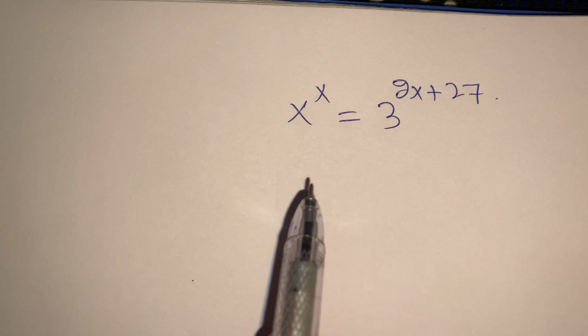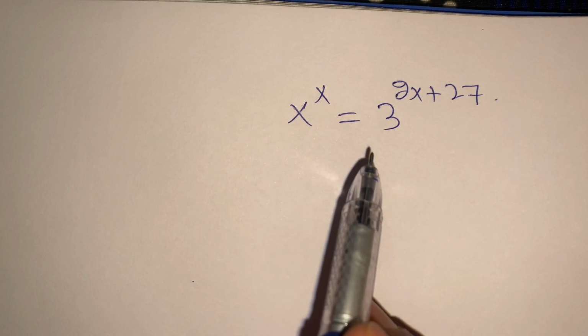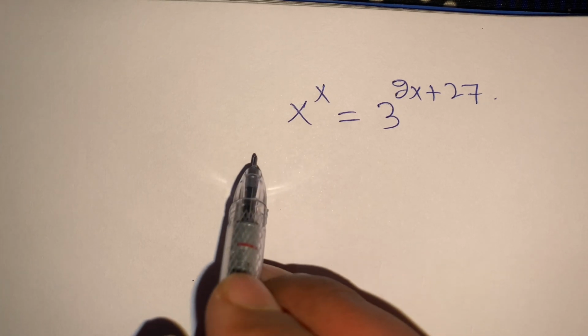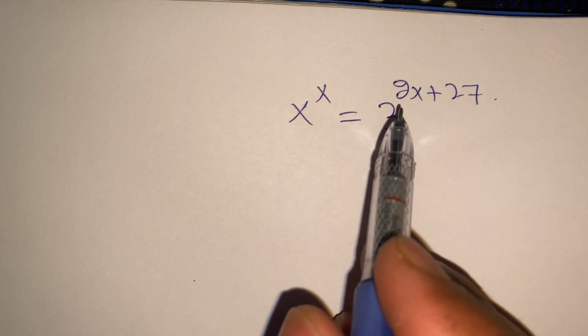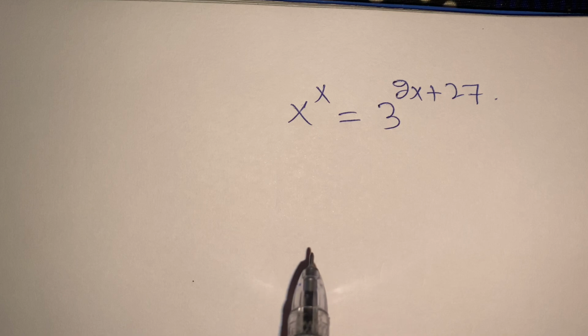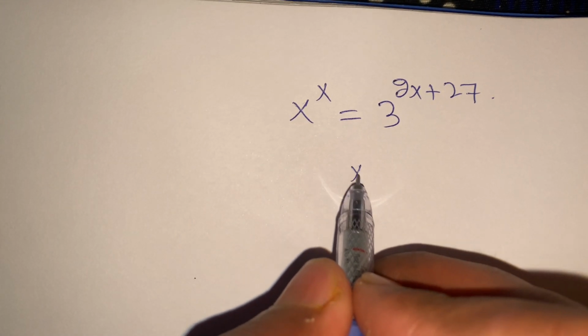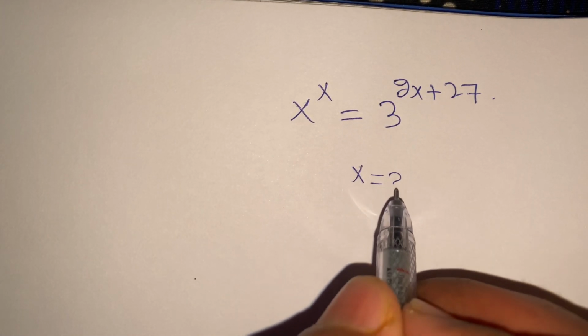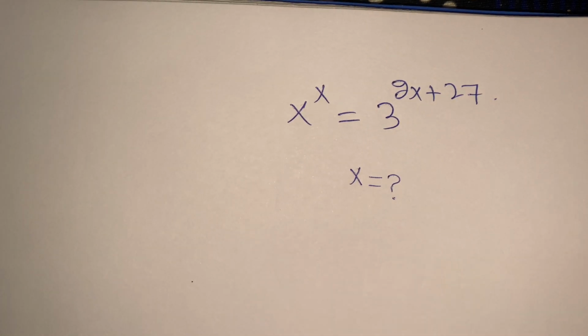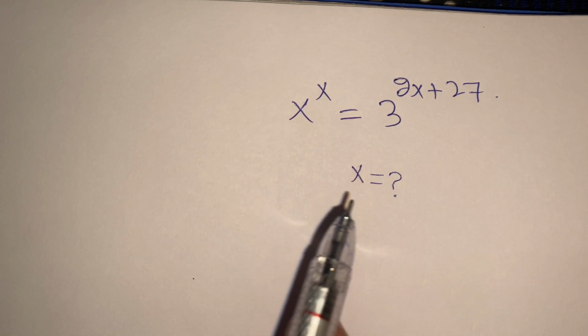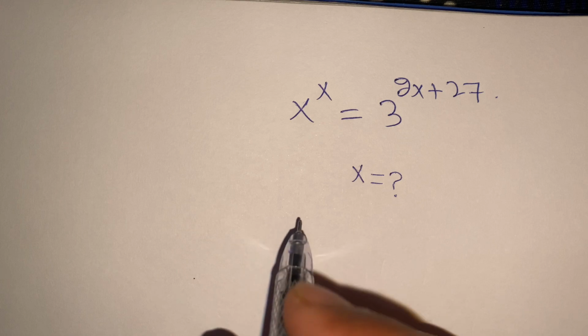Hello everyone, in today's video we are going to solve this exponential equation. Here it is: x^x = 3^(2x+27), and we have to find its root, meaning we have to find the value of x which satisfies this exponential equation. Now let us solve this.